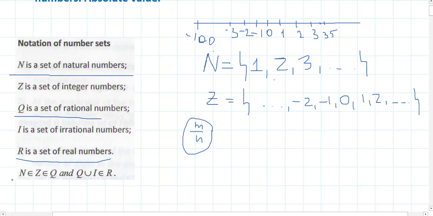So we can see here the set of natural numbers belongs to the set of integer numbers, and the set of integer numbers at the same time belongs to the set of rational numbers. So we can see here the connection of these three sets, and also we can see here Q and I: the set of rational numbers and the set of irrational numbers belong to the set of all real numbers R.